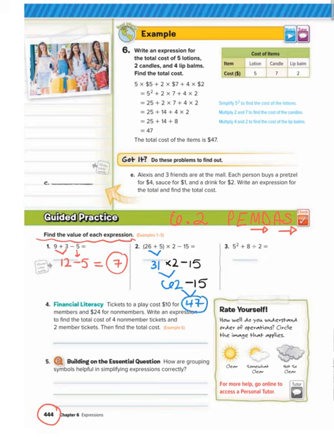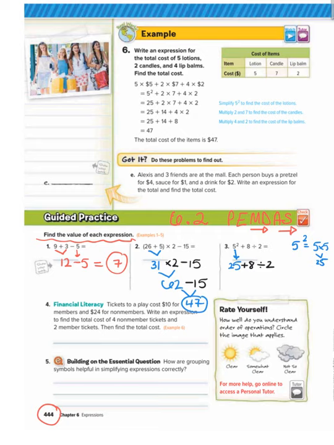Number 3. So there is no parentheses in number 3, so we go on to E, which is exponents. So I see that we do have an exponent, which is 5 squared. Remember that 5 squared is 5 times 5, and that equals 25. So 5 squared becomes 25. Now I'm going to bring everything else down. Plus 8 divided by 2.